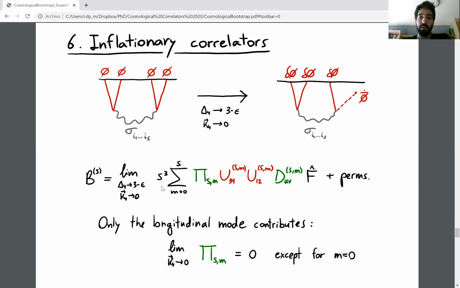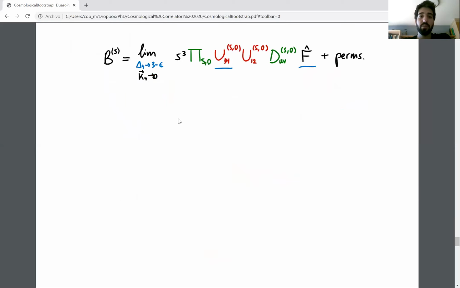So this is very nice. This means that we can keep only the 0 term in this sum. So this is what we do here. And now we have to see what happens with this limit, in which we are deforming the conformal dimension of one of the fields. This limit affects only two elements of this formula.